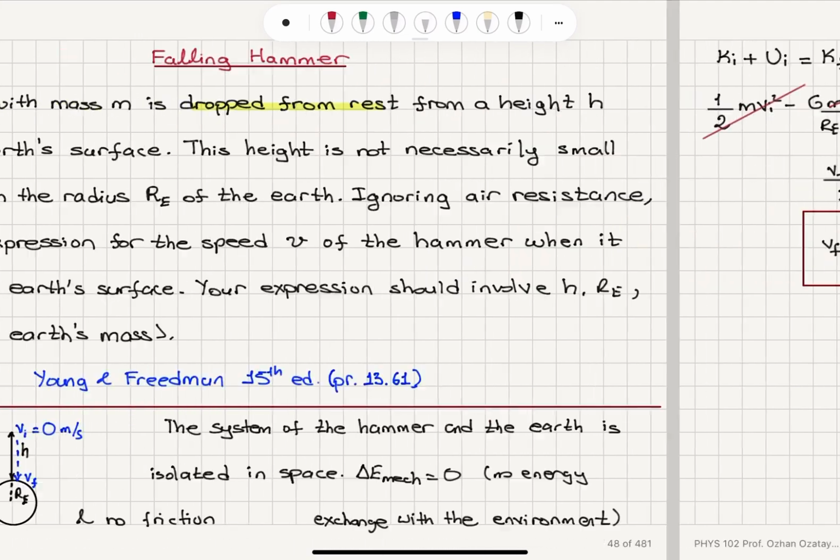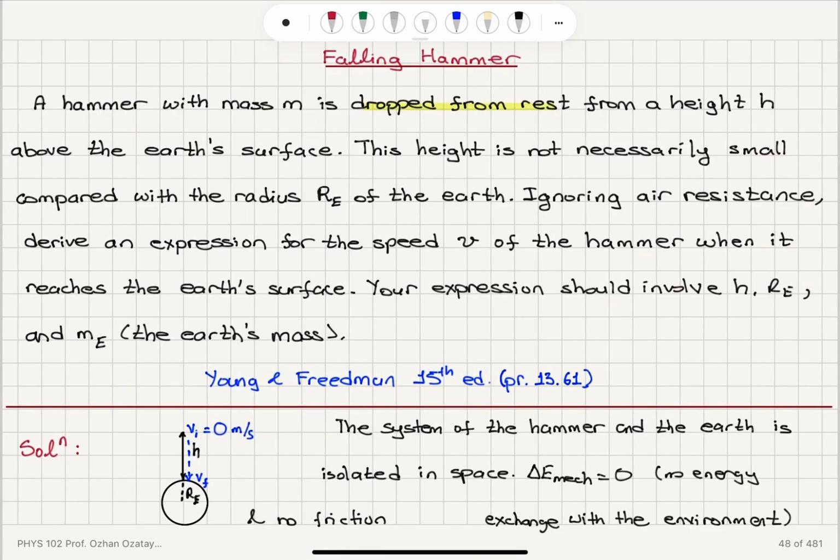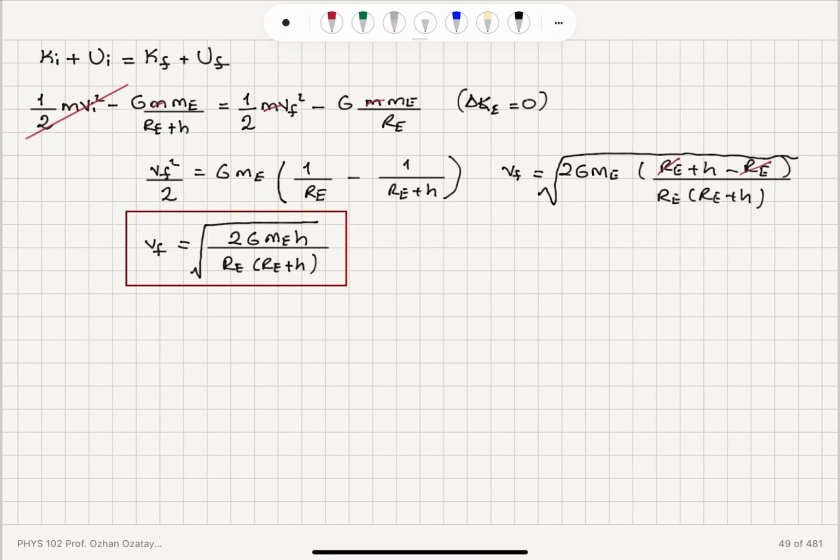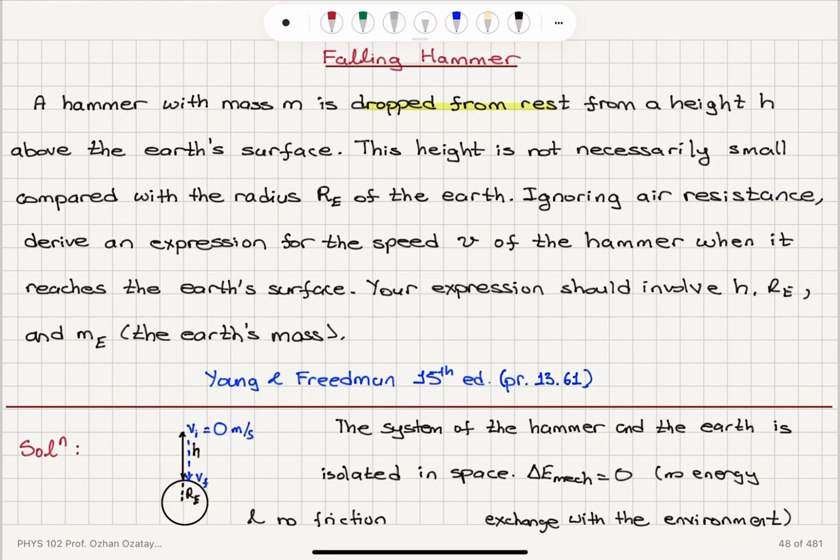Okay, so we talked about a hammer that is dropped from rest at a height h towards the surface of the Earth, and this altitude is not very small compared to the radius of the Earth, so we have to take it into account. There is no air resistance, no friction, and also the system of the Earth and this hammer is isolated in space, so delta E mechanical is 0. The initial kinetic energy is 1/2 m v initial squared, which is 0, plus the initial kinetic energy of the Earth, minus G m mass of the Earth divided by Re plus h. That's the initial potential energy for this configuration.